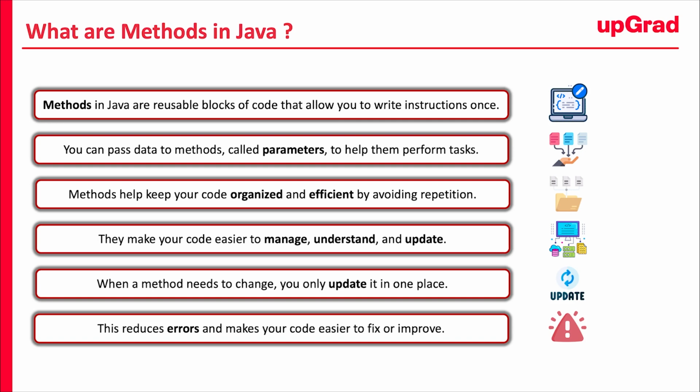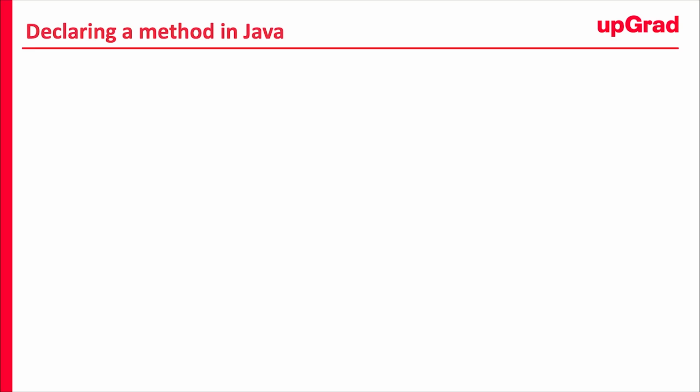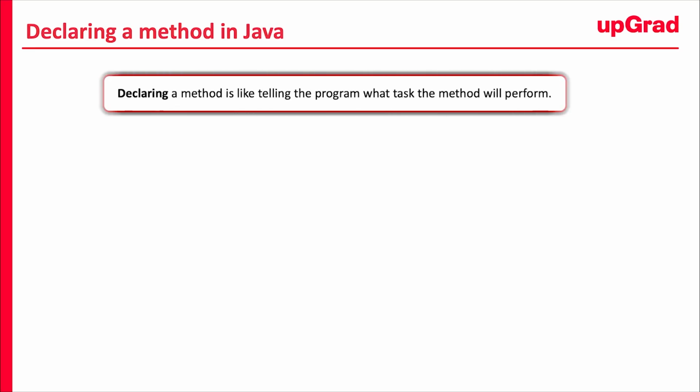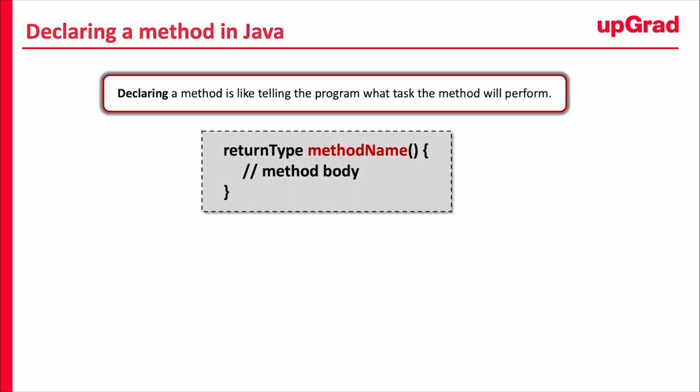Alright, so this was about methods in Java. Now, let's have a look at how to declare a method in Java. Declaring a method in Java is simply telling the program what task the method will perform, how to call it, and what kind of information it might return. Its syntax is something like this, as we can see on the screen.